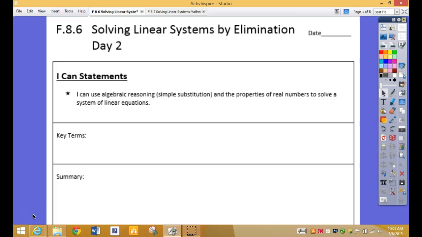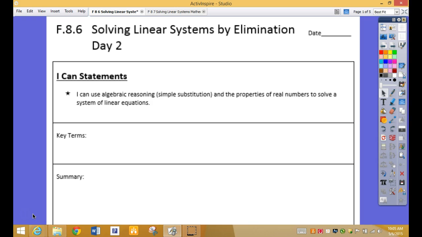All right, 8.6 Solving Linear Systems by Elimination Day 2. Who can remember from yesterday's notes? What's different about today? What are we going to do? What are we going to add to today that we didn't do yesterday? We're going to add the multiplying step.